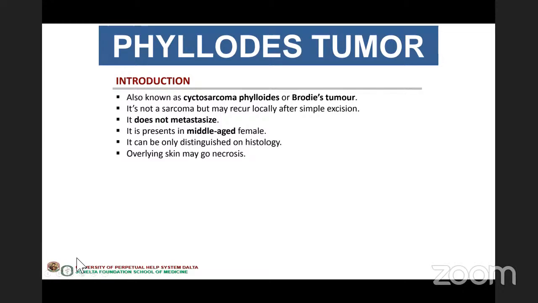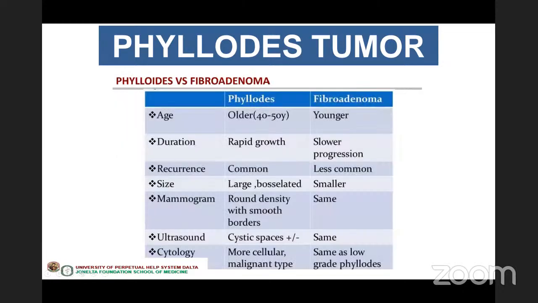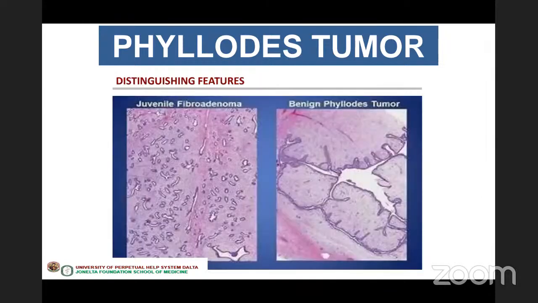Okay. So you have the characteristics of your phyllodes versus your fibroadenoma in a table. So it's differentiated according to age, duration, recurrence, size, mammogram findings, ultrasound findings. So distinguishing features as you look at the histopathologic slides, and these would be the initial workup.